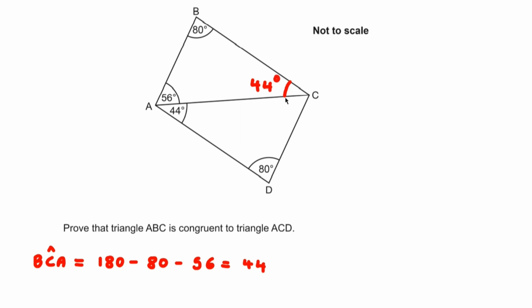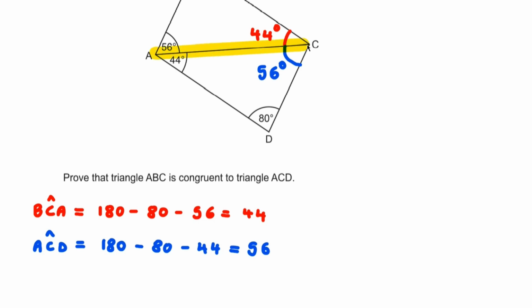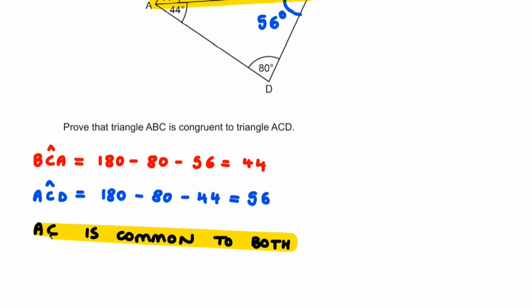And then we've got this angle here, the angle ACD. So that's equal to 180 subtract 80 subtract 44, which is 56. So this angle is 56 degrees. We've also got this side, AC, which is common to both. So AC is common to both.